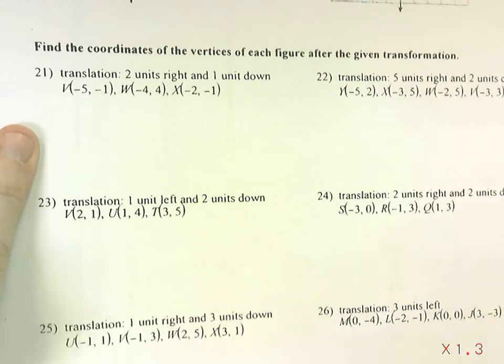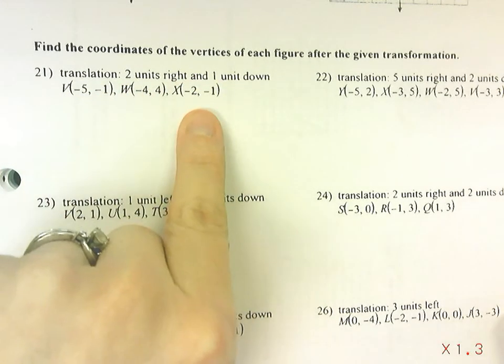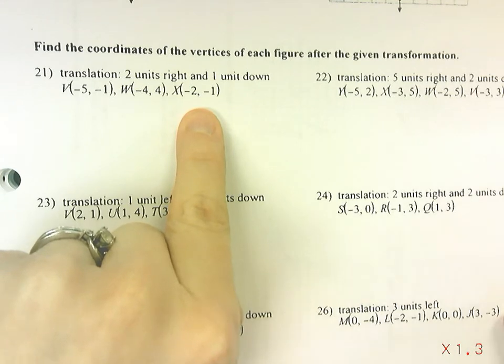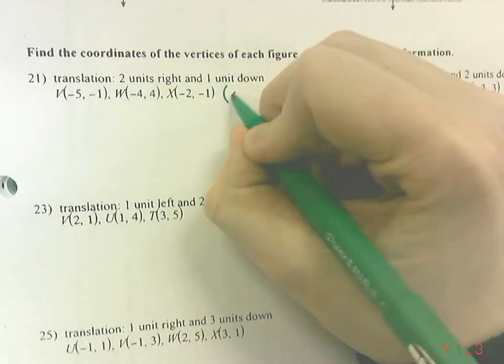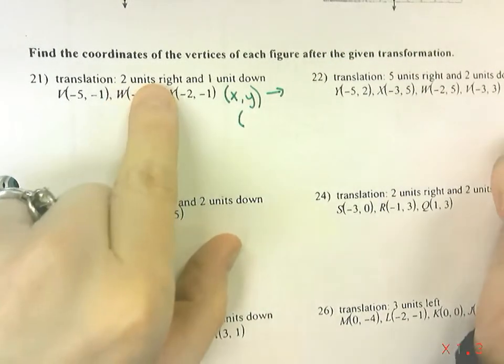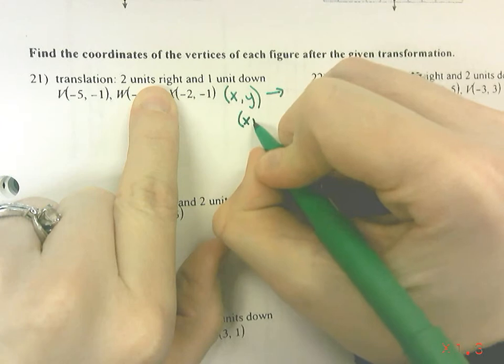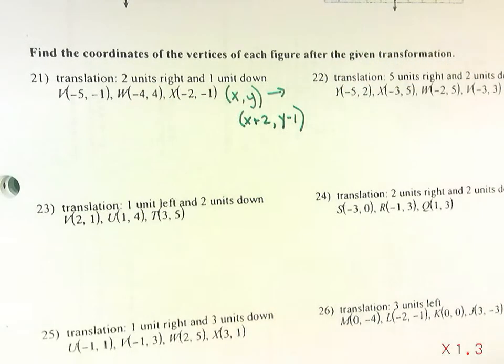Okay, this time you have to find the coordinates in the next section. Find the coordinates of the vertices of each figure after the transformation. So these vertices right here, this is the first shape. And then we have to use the rule to figure out the second shape. Okay, now remember, the rule we can write as xy changes into 2 units to the right would be x plus 2, and 1 unit down would be y minus 1.